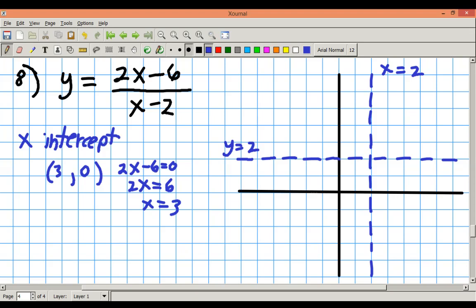So at (3, 0), the graph crosses the x-axis, and so you see that right there. And now we know where that first branch of the graph is, the boomerang-shaped graph, so we can sketch it in there.